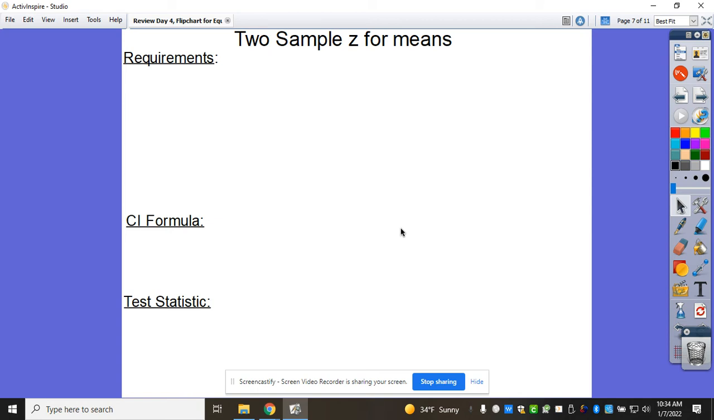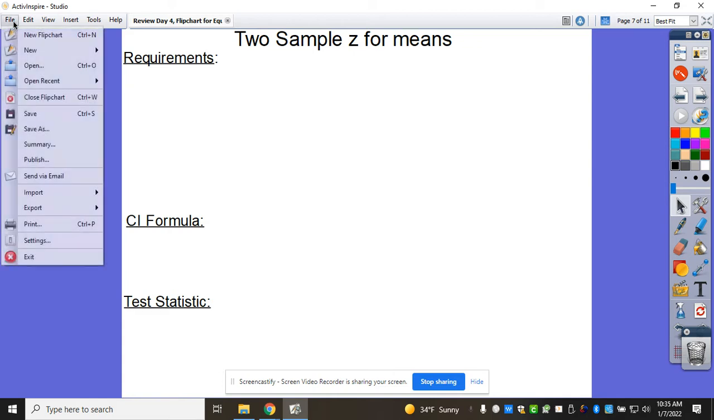So starting on the 2 sample Z for means. What's different about this than the very first one from yesterday? It's 2 sample, which means we have to check things for both, and then the equation changes slightly. I do want to talk about something that I did not talk about yesterday.